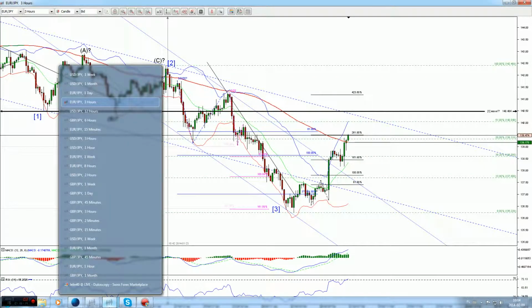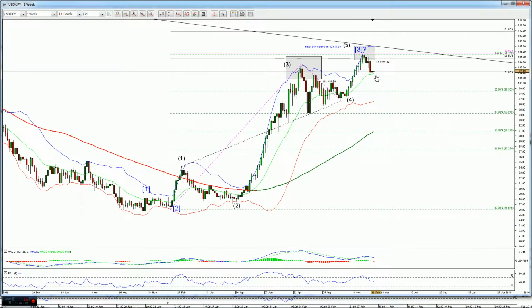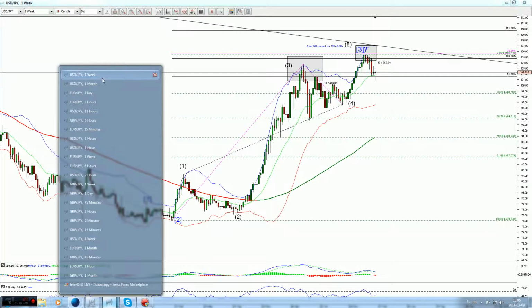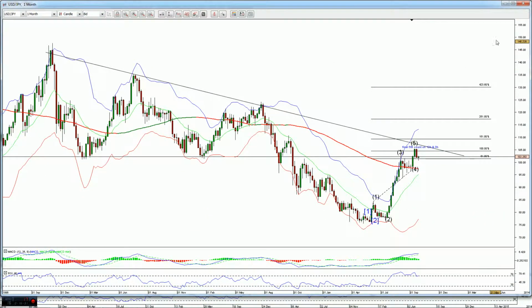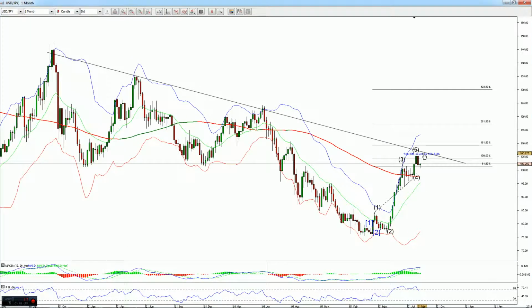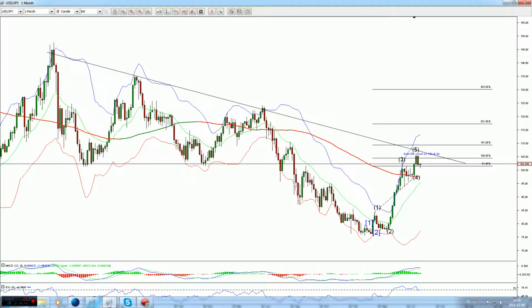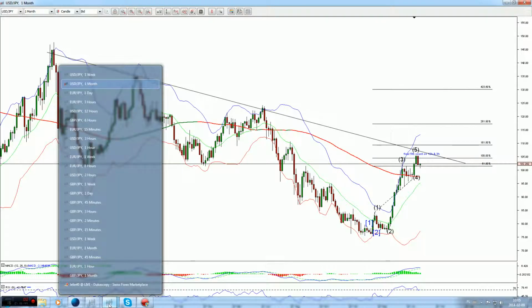Let's go to the USD Japanese yen. Sorry, that's the weekly. So we have a doji here above the Bollinger middle band, and let's check the monthly as well. This is the monthly chart and the monthly current candle. I have a trend line here, which is around 106.70, 106.60, 106.50, something like that. So the market may try to test this resistance line.